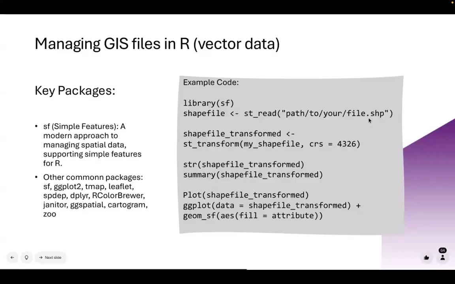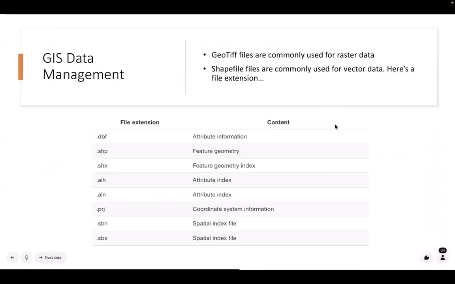Yeah, reading in that shapefile. As you can see, this is notified by the .shp file extension. So if we go back to that file format, that is the feature geometry. That is the points, the lines, and the polygons. That's exactly what we need to map crime data.